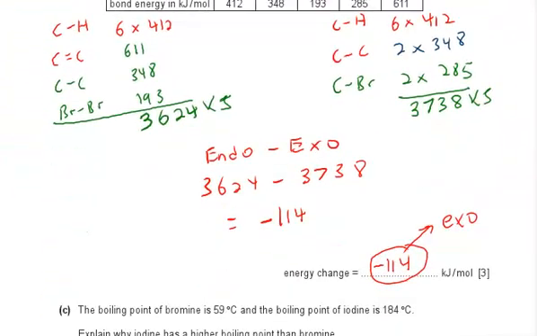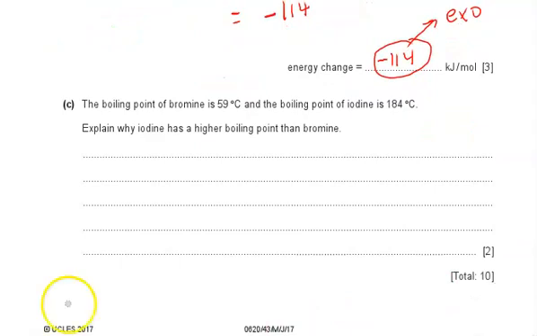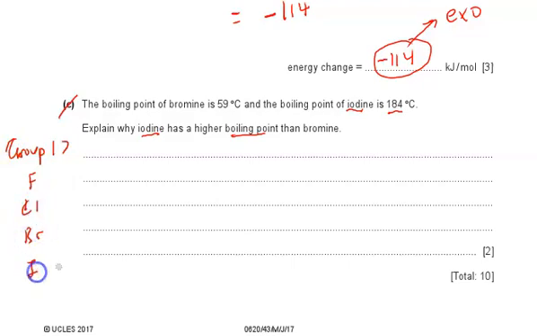It's almost out for every paper. Now we look at part C. The boiling point of bromine is 59 and the boiling point of iodine is 184. Explain why iodine has a higher boiling point than bromine. This is in group 17, right? If you remember group 17, we have fluorine, chlorine, bromine and also iodine. Iodine is lower than bromine, where it has an additional shell.